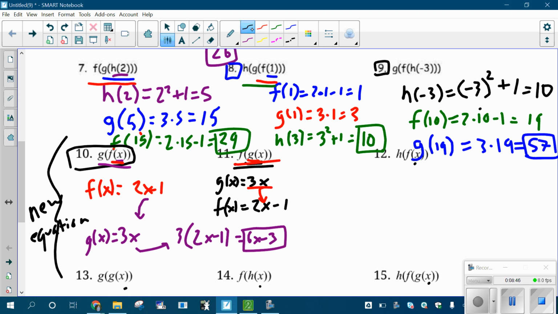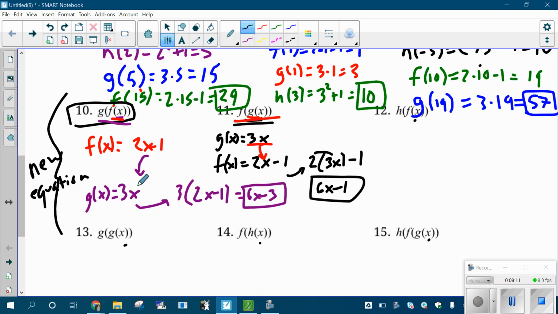So instead of writing 2x minus 1, I'm going to write 2g, which is 3x, minus 1. Simplify. Oops, don't distribute like that. Bad, Mr. Covey. It's 6x minus 1. So you get different things when you do that composition in different orders. Okay.